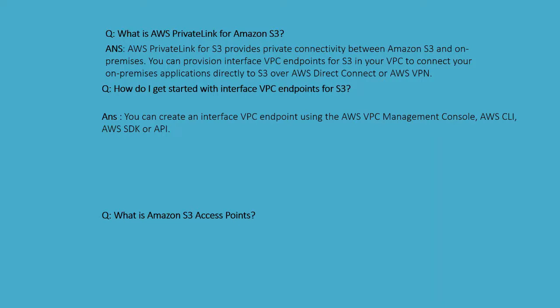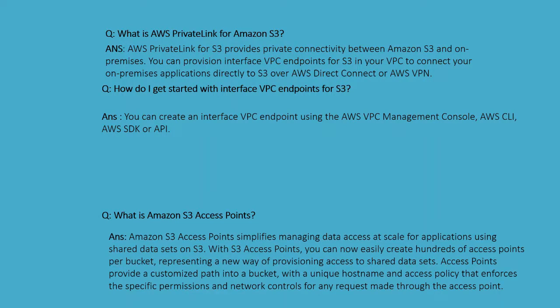What is an S3 access point? Amazon S3 access points simplify managing data access at scale for applications using shared datasets on S3. With S3 access points, you can now easily create hundreds of access points per bucket, representing a new way of provisioning access to shared datasets. Access points provide a customized path into a bucket, with a unique hostname and access policy that enforces specific permissions and network controls for any request made through the access point.